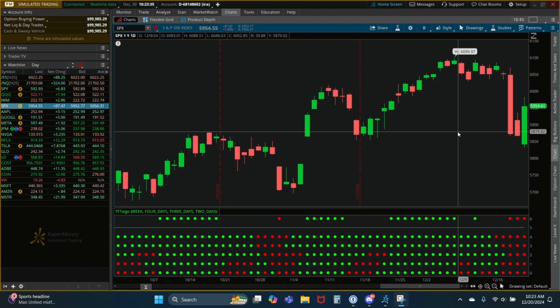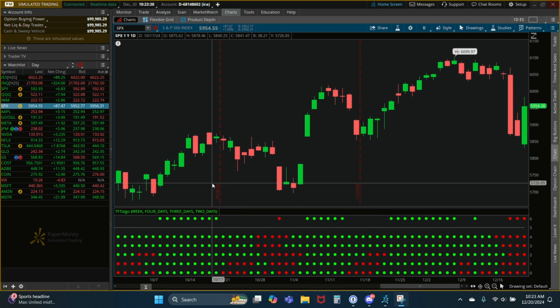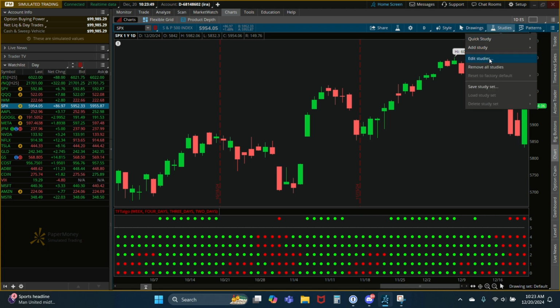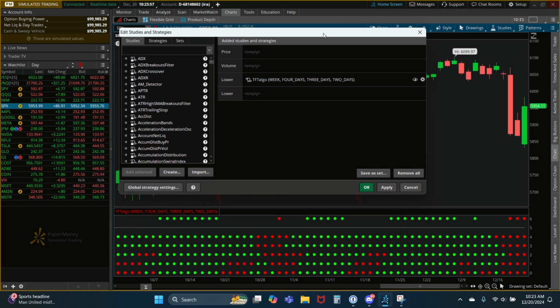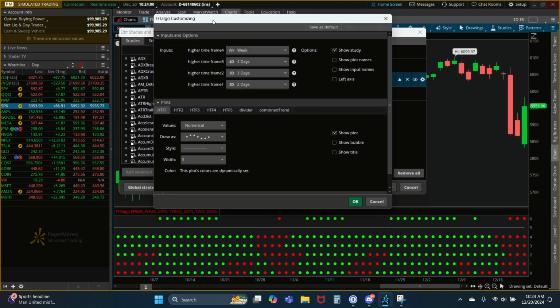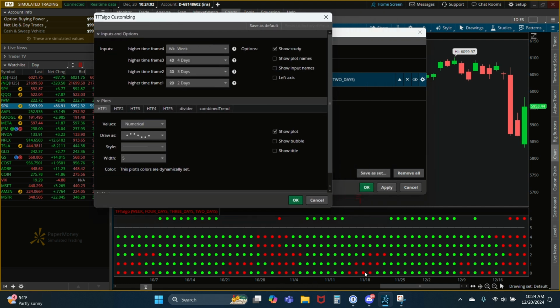All right, so here we're looking at a chart of the S&P 500, and I've got the TFT algo set up down here at the bottom. How you would set this up is you come up here to Studies and you click Edit Studies. Then the TFT algo will appear in this list, and you select it over here. So how we read this is the bottom row is the chart that we're looking at currently. This is a 1 year daily chart of the S&P 500, so each candle is one trading day.